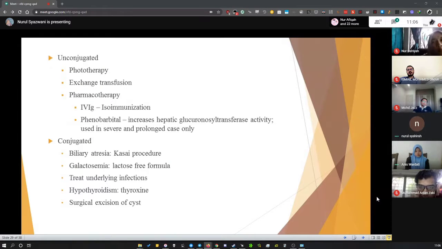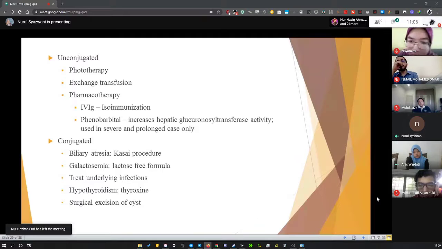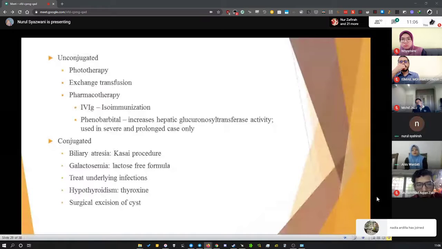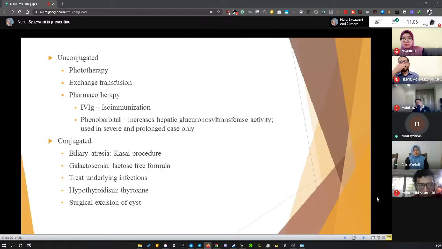Okay, so this one is the treatment. For unconjugated jaundice, we have phototherapy and exchange transfusion. For pharmacotherapy, we have IV immunoglobulin and also phenobarbitone. For conjugated jaundice, if caused by biliary atresia, we can give a Kasai procedure. For galactosemia, give lactose-free formula, and we need to treat underlying infection. If there is hypothyroidism, we give thyroxine, and there is also surgical excision of cysts.